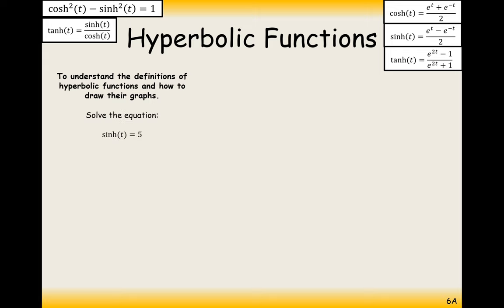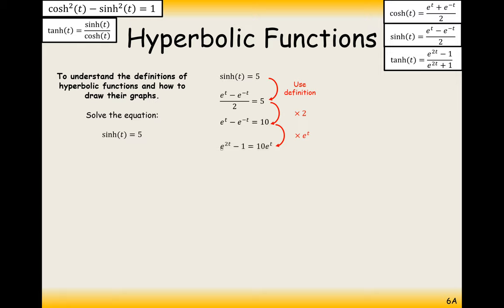A little bit more of a difficult one. Solve the equation sinh t equals 5. Well, the easiest way of doing this is to, again, grab that exponential definition. So use the definition, e to the t minus e to the minus t over 2 equals 5. Let's multiply both sides by 2 to get 10. Then we will multiply everything by e to the t. Let's see what happens when we do that.